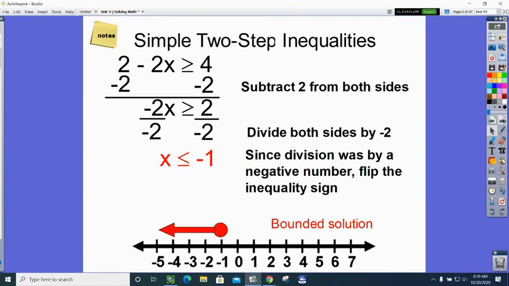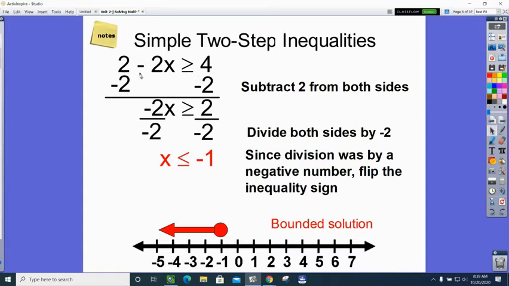So here's a simple two-step inequality. Again, treating it like an equation, I'm going to start, and be careful here. Sometimes people will make a mistake and try to add 2 to both sides. This minus is the -2's sign, so this 2 is positive. We should be subtracting 2 on both sides.